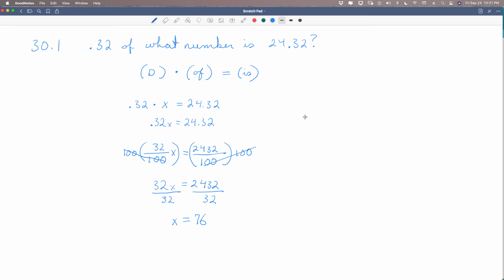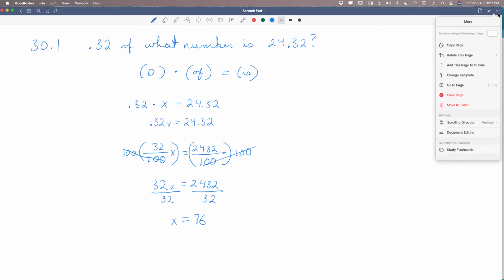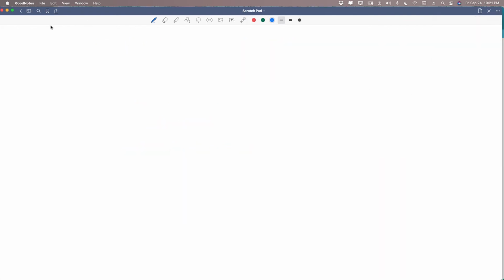All right? It's starting to get a little bit more complicated, but we know how to do this. We do know how to do this, and y'all are going to do just fine because we're starting to put all of our rules together. Okay? Let's do 30.2. It's another one like this. Let's clear the page.